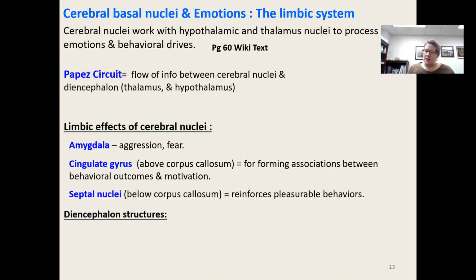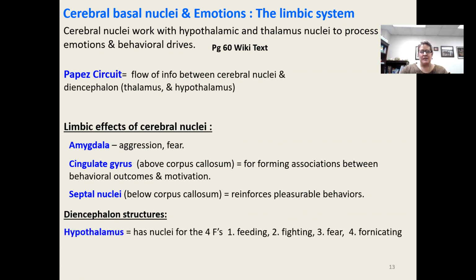Now, similar, but really for one behavior solely, the septal nuclei, just below the corpus callosum, that thing that connects the hemispheres of your brain. If you do something that produces a pleasurable feeling, it will strengthen that behavior. You'll be inclined to do it again and again and again. And this probably involves a dopamine release, because dopamine is a neurotransmitter that, when you do something pleasurable, you get a dopamine release and you're inclined to do that again and again and again.